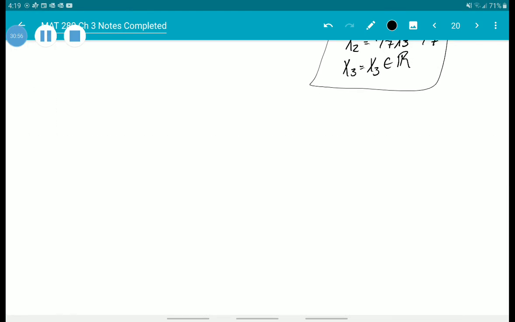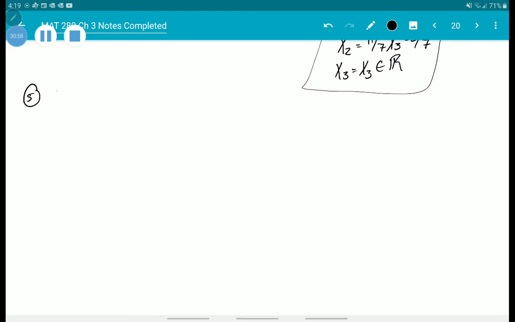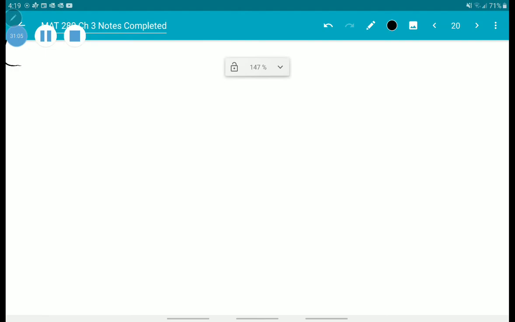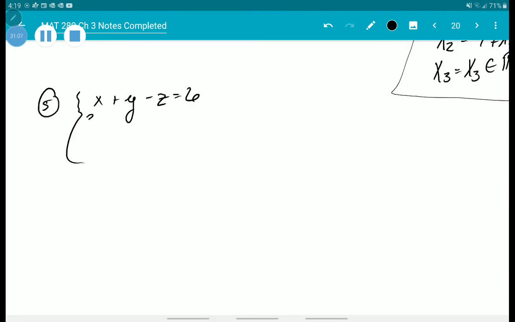Let's look at number 5. So number 5 is a system x plus y minus z is equal to 6. 3x minus 2y plus z is equal to -5. And then x plus 3y minus 2z is equal to 14. So this is where you may want to pause the video and try this one and the next one yourself, and then come back and compare your answers.